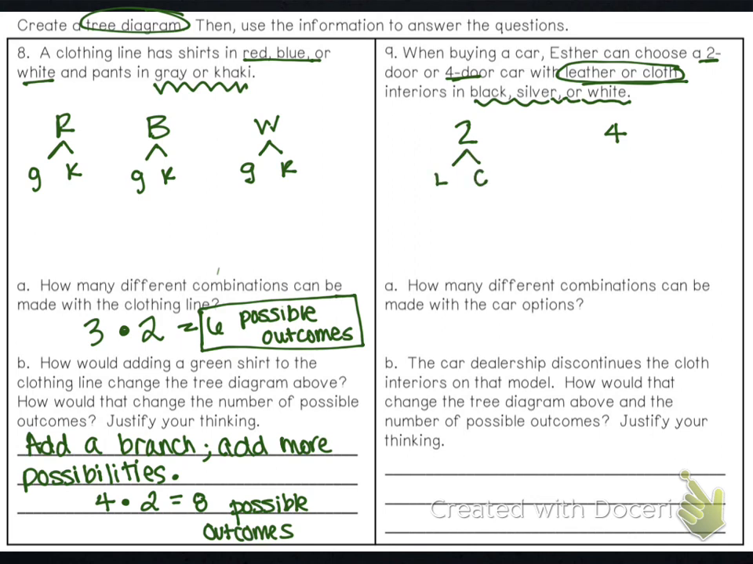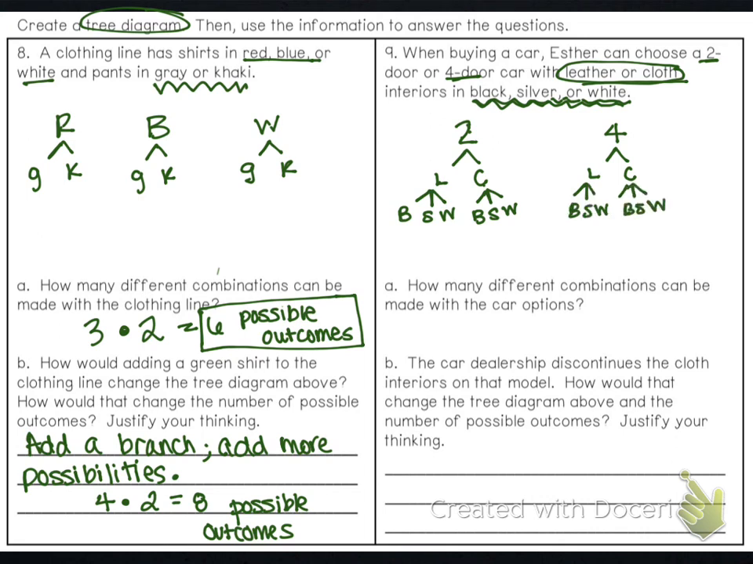So then once I choose leather or cloth, I have my colors. So let's say I do a 2-door car with leather interior, then I can choose between black, silver, or white. Or a 2-door car with cloth, I still can choose between black, silver, and white. But what if I didn't do the 2-door car? What if I did the 4-door car? I have leather and cloth, and then my colors.